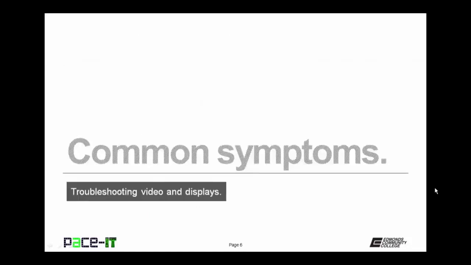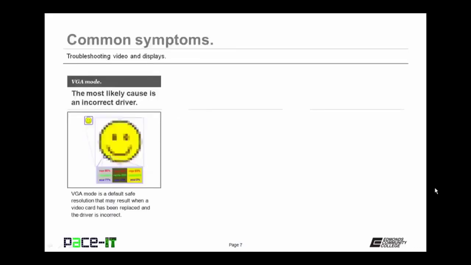And with that, let's move on to common symptoms of problems involving video adapters and displays. The first symptom we're going to discuss is VGA mode. The most likely cause is an incorrect driver. VGA mode is the default safe resolution and may be seen when a video card has been replaced and the incorrect driver is in play. Usually if you update the driver, VGA mode goes away.